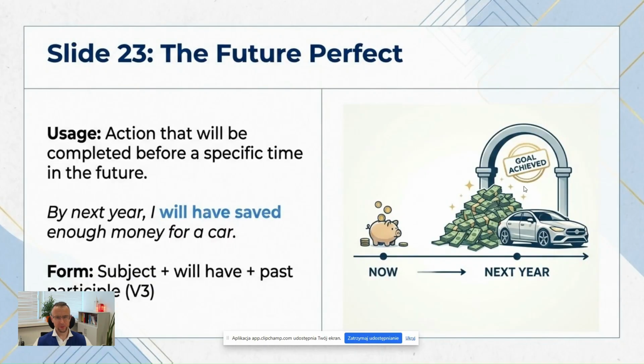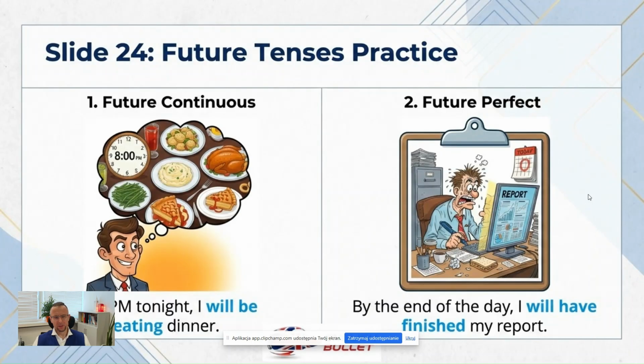So the future perfect, another tense, the action that will be completed before a specific time in the future. By next year, I will have saved enough money for a car. I will have saved. I have started saving a while ago, or maybe today I decided to start saving money. But I predict that by next year I will have saved enough money for a car. Future perfect.